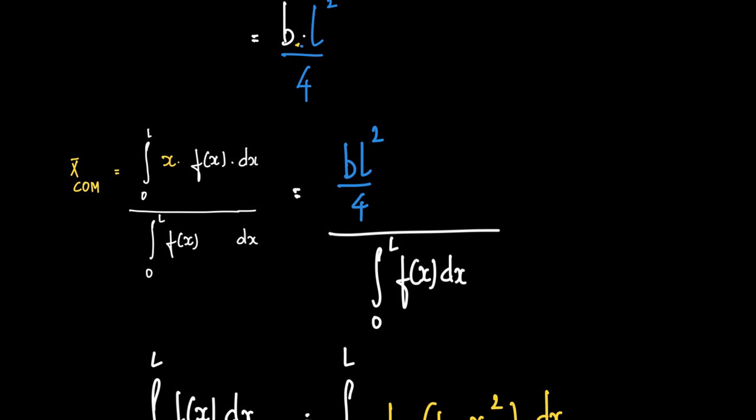So x bar, or the x coordinate of center of mass, is integral 0 to L x f of x dx by integral 0 to L f of x dx. We have so far evaluated the numerator, which is equal to bL square by 4. Now let us focus on the denominator.